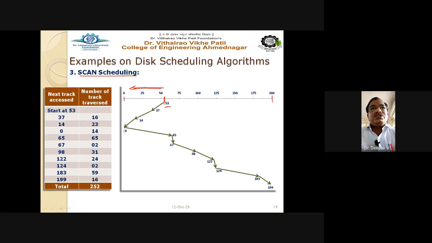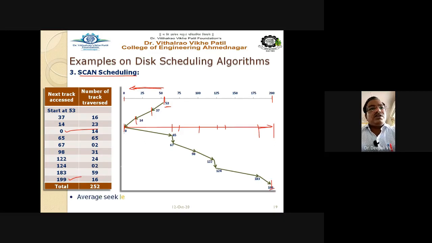And while moving towards 0, these are the requests that are serviced, and then it will move to 0. As soon as it reaches the end of that particular disk, which is the starting point, it will reverse its direction and move towards the reverse direction. Whatever requests come across that particular path, 65, 67, 98, 122, 124, 183, and 199, will be serviced. And this is the last, 199. So these are the two requests being added, 0 and 199.